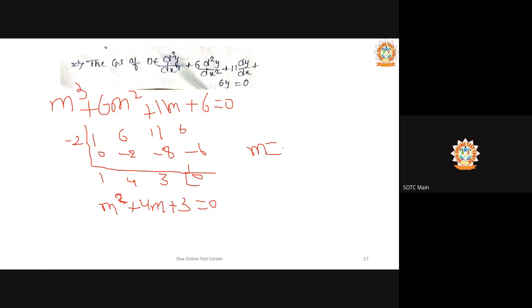So tell me what the roots are. Other root is coming; one is minus 2. Minus 1, minus 3, sir. Very good. Minus 1 comma minus 3. So all are different roots. So y is equal to c1 e power minus 3x plus c2 e power minus 2x plus c3 e power minus x. Right. Now try to see the next one.